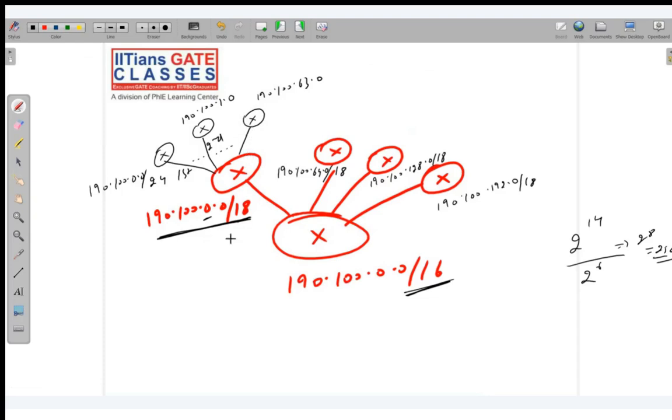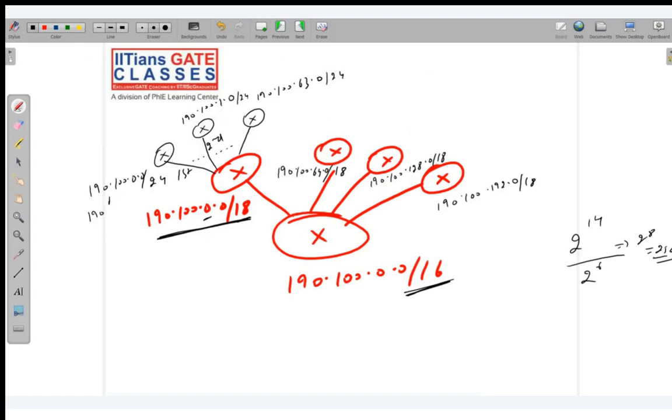Are you getting it or not? Understood, sir. Okay. And the first organization's last IP address, that is also /24 for all these addresses. Just to tell you that this block contains a total of 2 power 8 IP addresses. That's why.